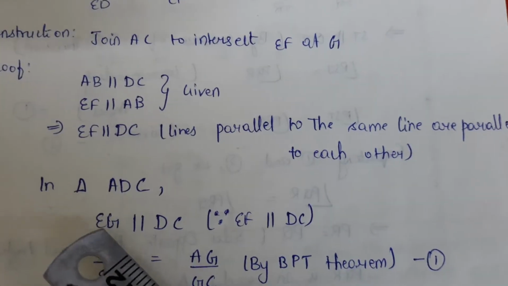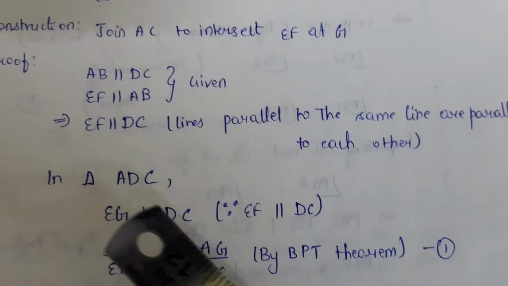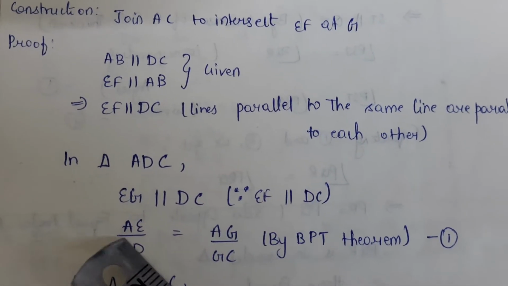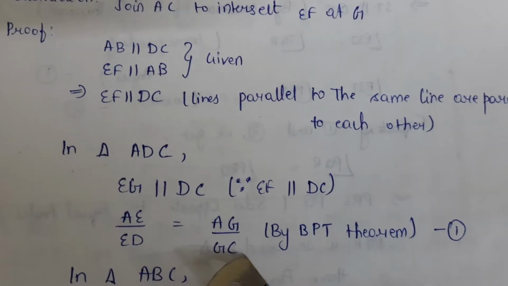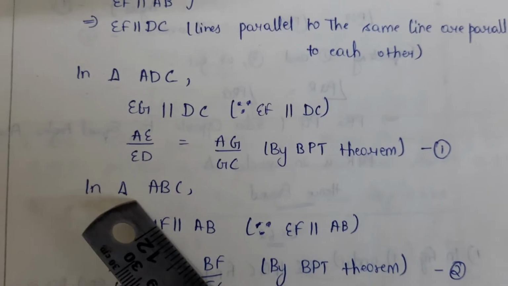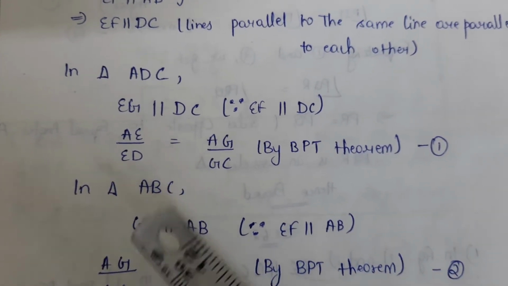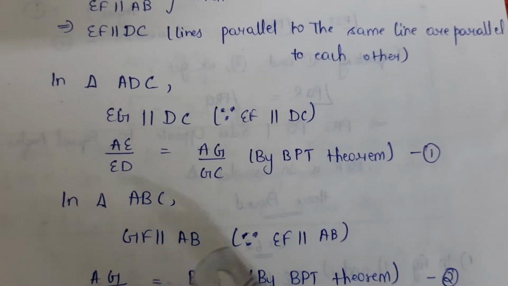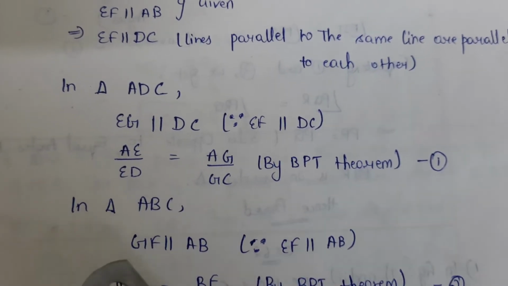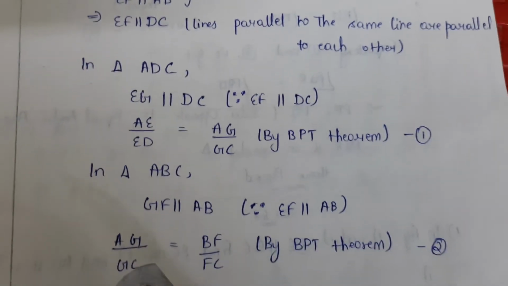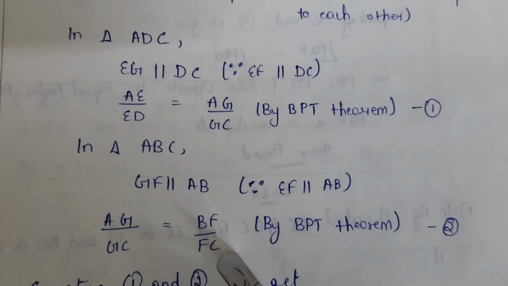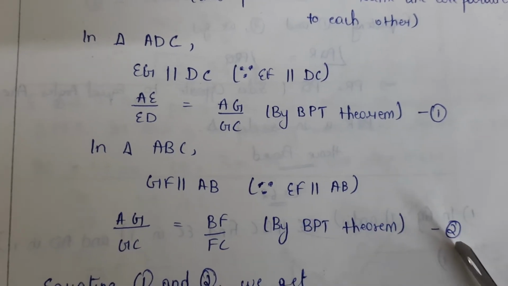So let us stay in triangle ADC. EG is parallel to DC because EF is parallel to DC. So AE by ED is equal to AG by GC by the BPT theorem. Take this as the first equation. Then you take the next triangle as I told. In triangle ABC, GF is parallel to AB because EF is parallel to AB also. That's why we are taking GF parallel to AB. Now, by the BPT theorem, AG by GC is equal to BF by FC, that is the second equation.